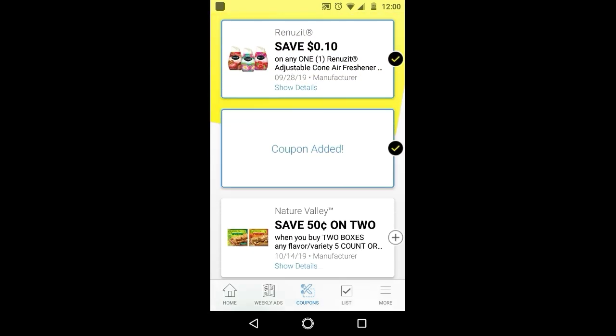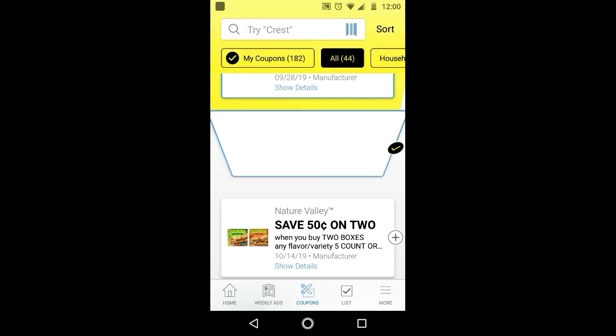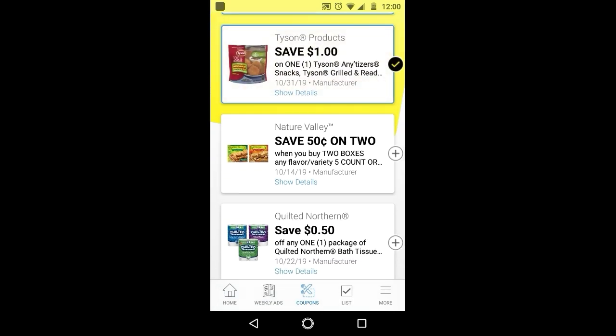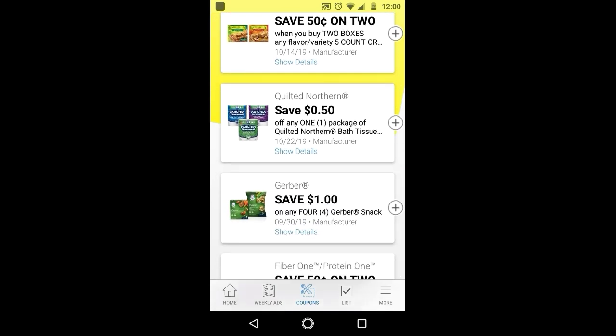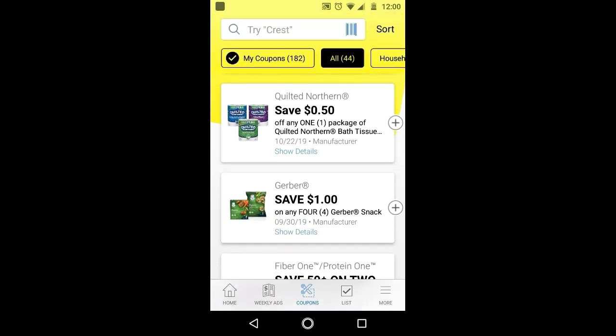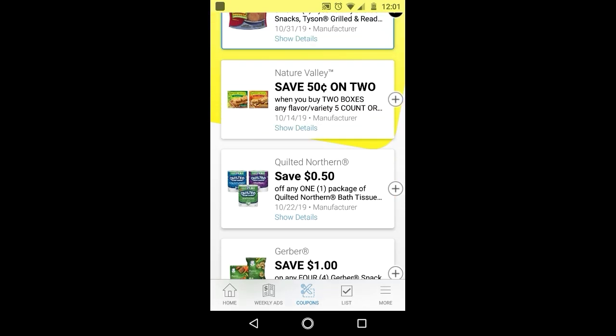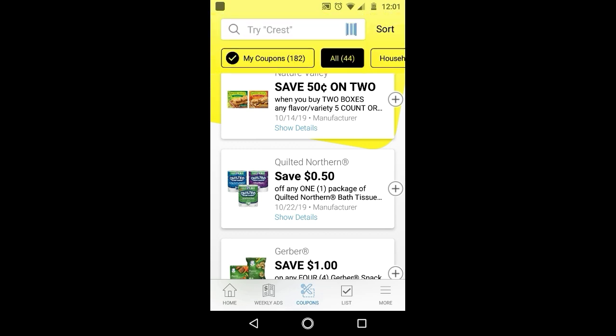Tyson's. I will not clip this 50 cents off 2 because I do have a $1 off 2 clip and that's a higher value coupon. Because if you clip both the 50 cents off 2 and the $1 off 2, the lowest coupon will come off first, and that's the 50 cents off 2, and then the $1 off 2 wouldn't even come off. So that's why I am not clipping it. You have to be very cautious when you clip Dollar General digitals.